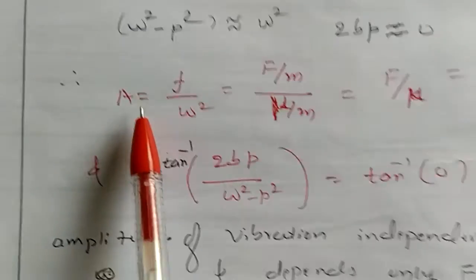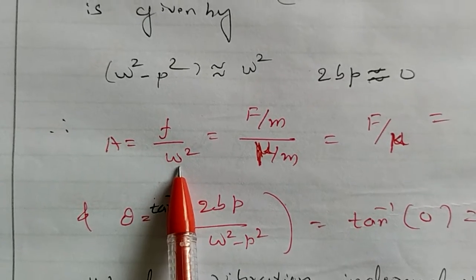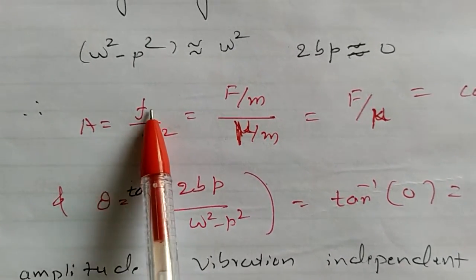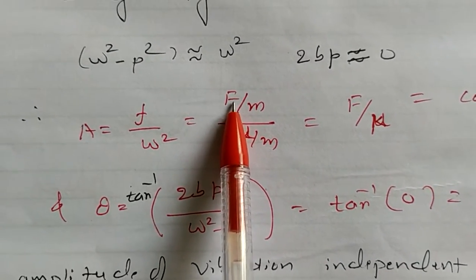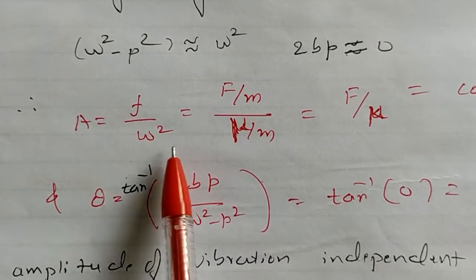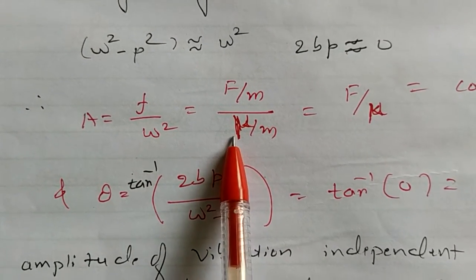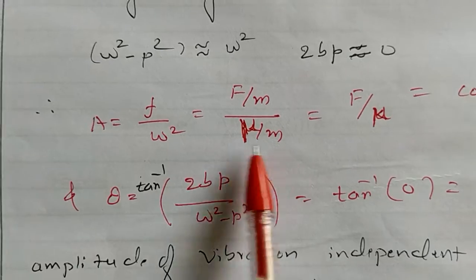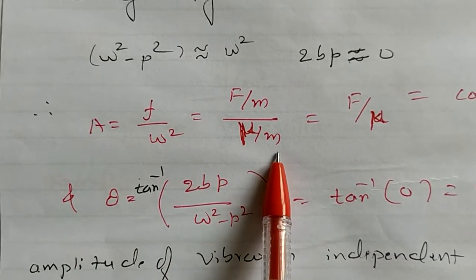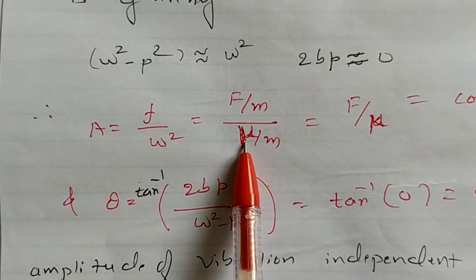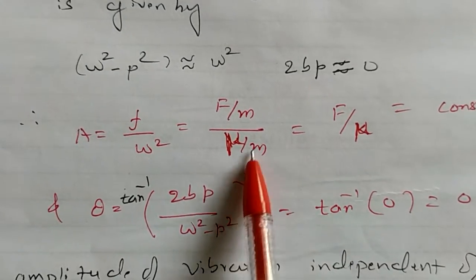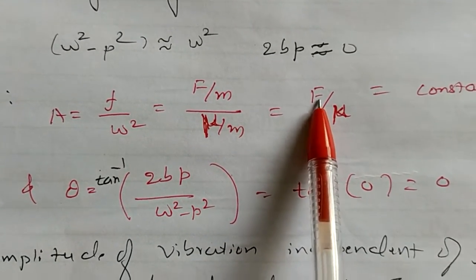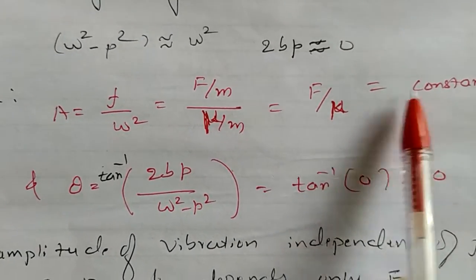Omega square. Therefore A is equal to F divided by omega square. You resubstitute all the values of F and omega there. What is F here? Capital F divided by small m. What is omega? Omega is nothing but square root of mu by m, or omega square is equal to mu divided by m, where mu is the force constant. So m cancels, that gives F divided by mu, which is nothing but constant.